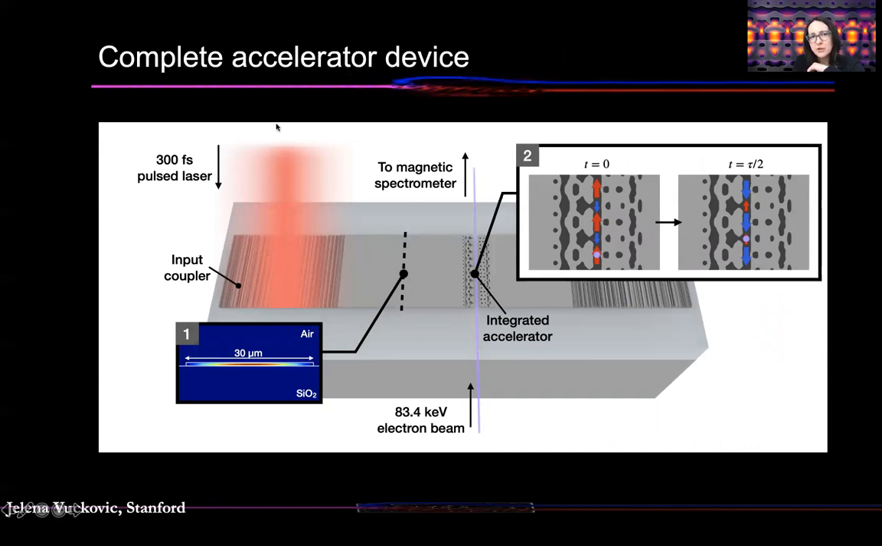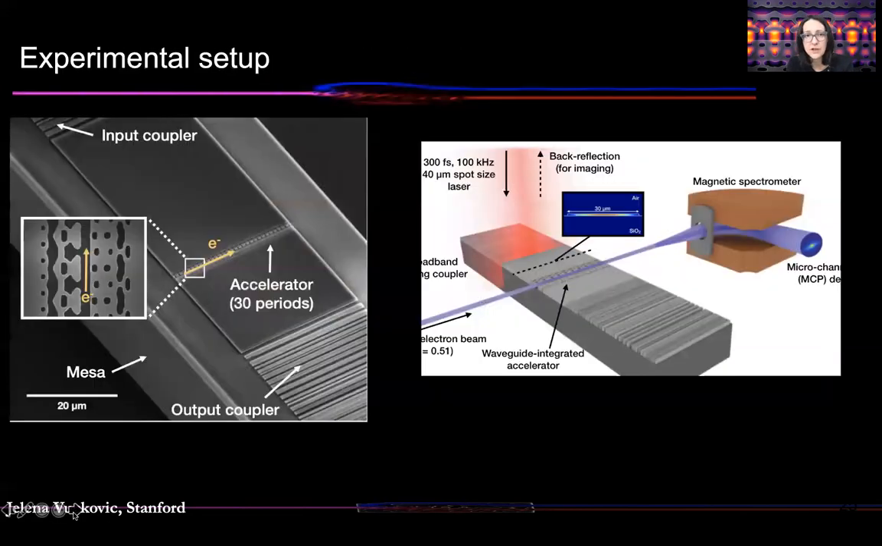This is the input coupler for your laser. Everything is placed inside of the vacuum system. You have 83.4 kilo electron volt electron beam that is coupled to the vacuum waveguide. Field buildup would lead to the right pattern that accelerates electrons, and then you have magnetic spectrometer at the output where you measure acceleration. And of course, you can cascade many stages on the chip, but in our initial work, we just demonstrated a single stage of accelerator, which is 30 micrometers long.